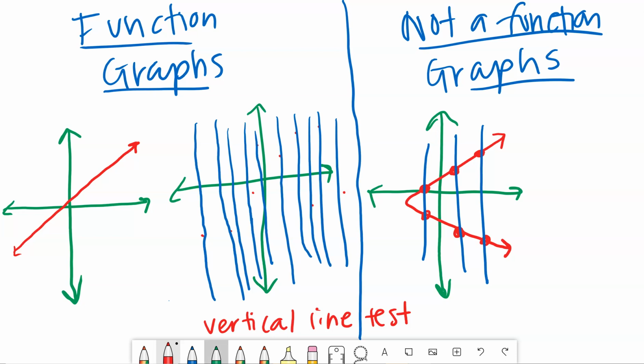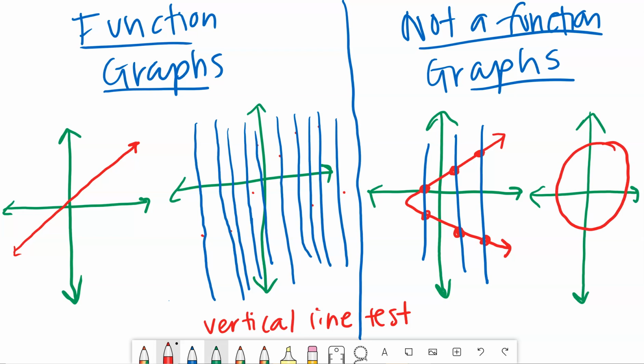All right. So if I do another example, it will be a circle. What about a circle? Same thing. If I do the vertical line test, what happens? It touched right here and it touched right here. So it is touching twice. Okay.